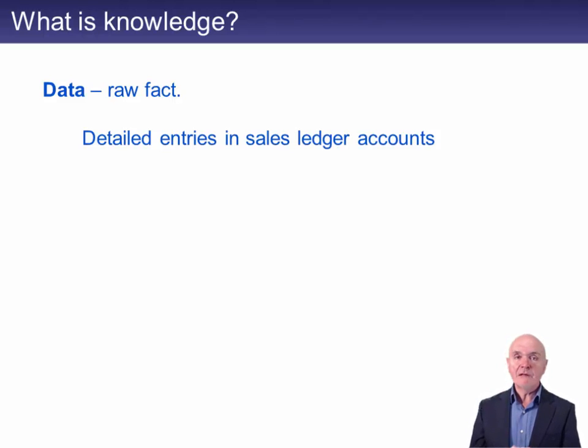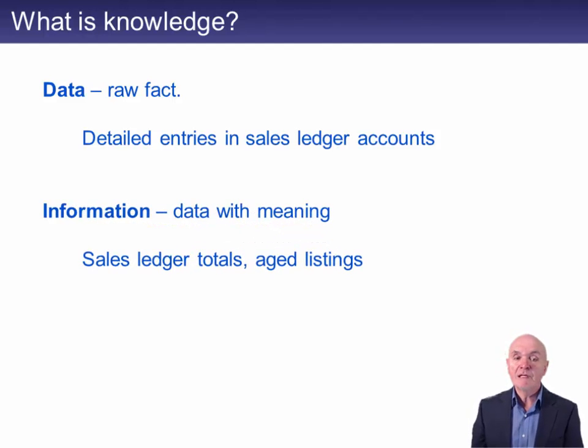It would be much more meaningful if I analyzed it into average heights of men, average heights of women, or said 10% of people are over a certain height, 10% of people are under a certain height, or picked out everyone who was over 2 meters tall. That's when data is turned into information, data with meaning.